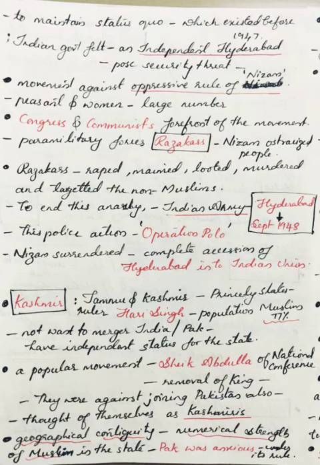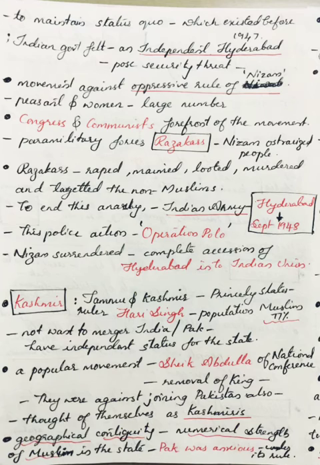To end this anarchy or dictator rule, the Indian army entered Hyderabad in September 1948, and this police action is known as Operation Polo. The Nizam surrendered and it was followed by the complete accession of Hyderabad into the Indian Union.